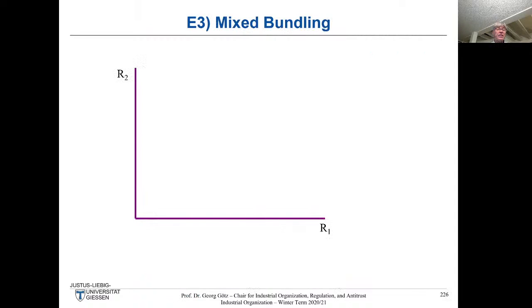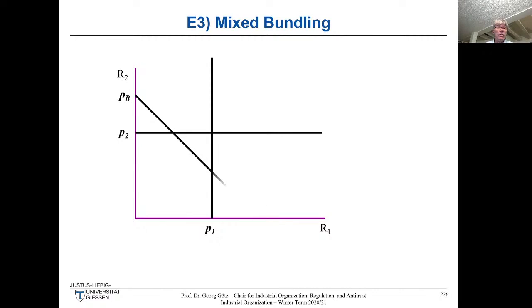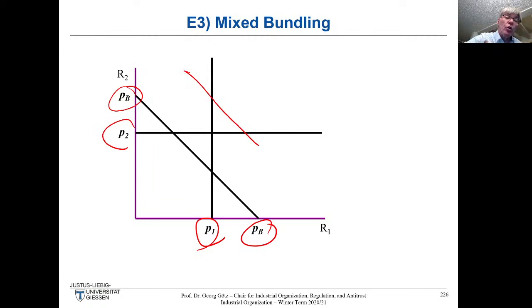What you could do is just sell a mixed bundle. You both sell the bundle and you sell only one of the two products for those who have a low willingness to pay for one of the products. Here, of course, the bundle must be cheaper than the sum of the two separately sold products. Otherwise, if it were up here, no one would ever buy the bundle. Okay, that's clear. So it must be cheaper.